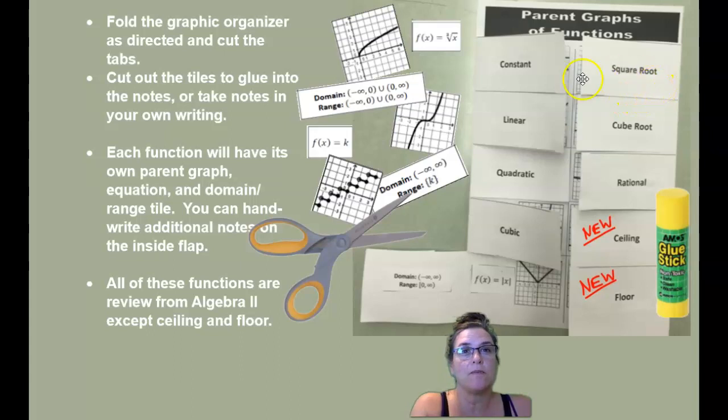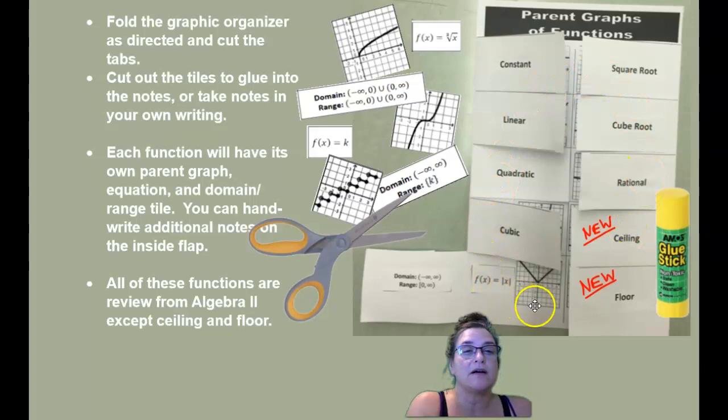you can make your own by folding just a regular sheet of printer paper with the sides in toward the center, and then you'll cut some tabs on the front side, sort of like a window shutter, and label them constant, linear, quadratic, cubic, absolute value, square root, cube root, rational, ceiling, and floor.